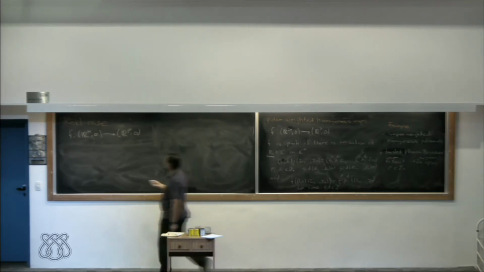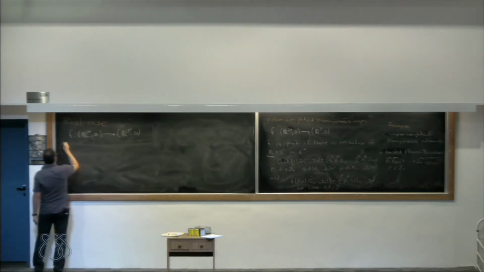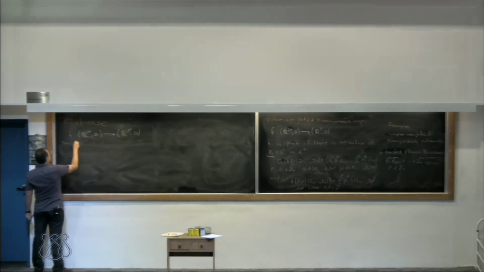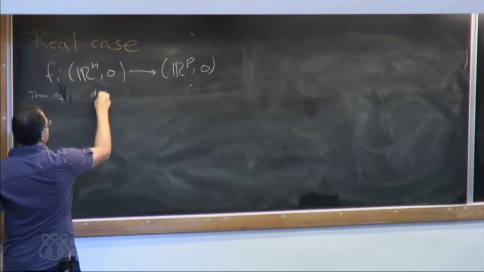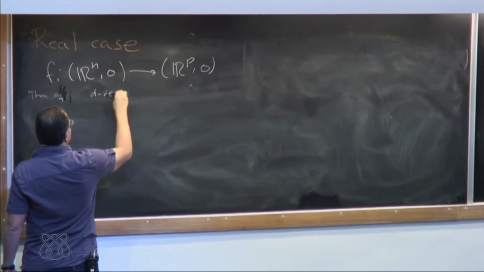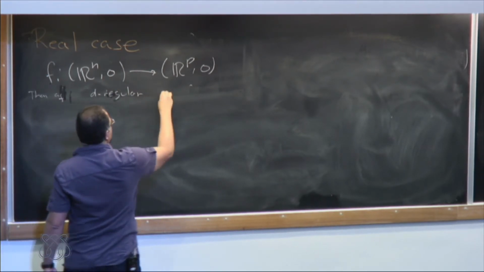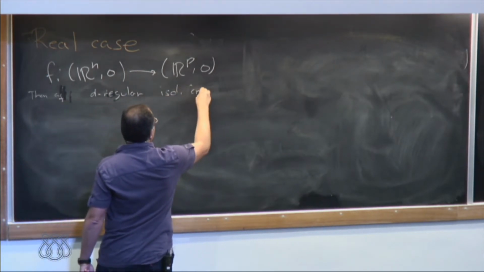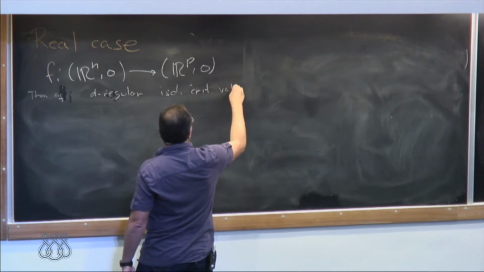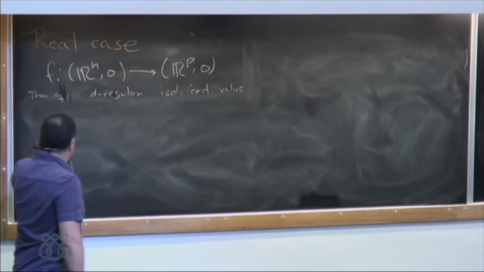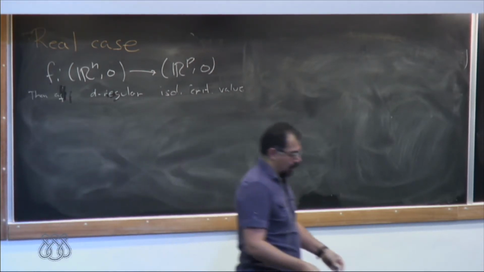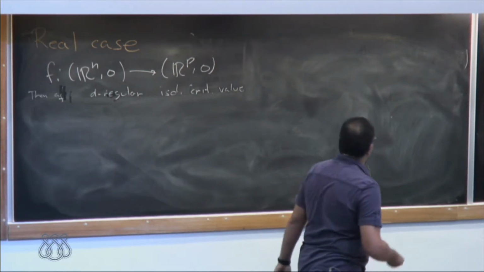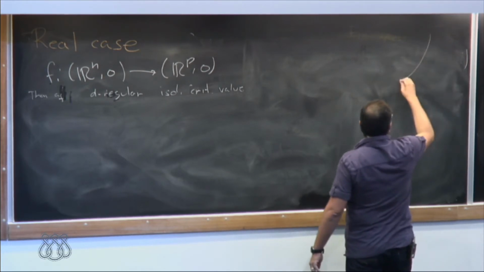Okay, so, well, I just erased it, but it has Tom AF, and is the regular and isolated critical value. Okay, so what we do is, so let's do the drawing again.